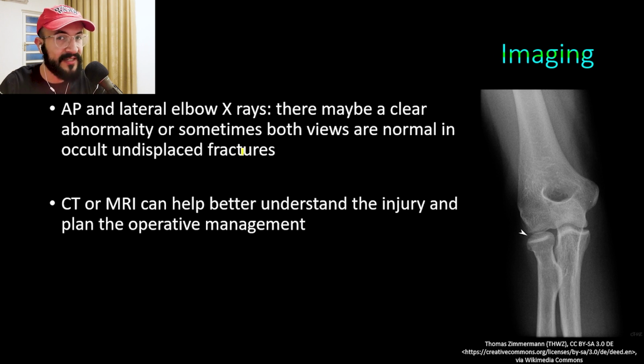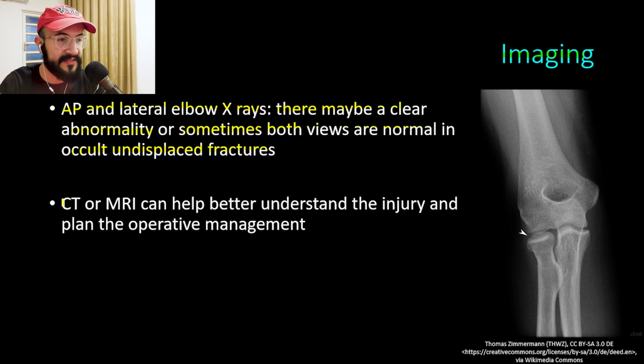Now let's talk about the imaging. For imaging in radial head and neck fractures, we use anteroposterior and lateral elbow x-rays. Those are ordered routinely, and there might be a clear abnormality on these radiographs, or sometimes both views are normal in occult and displaced fractures.